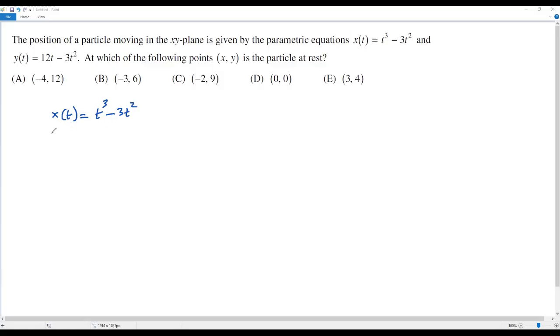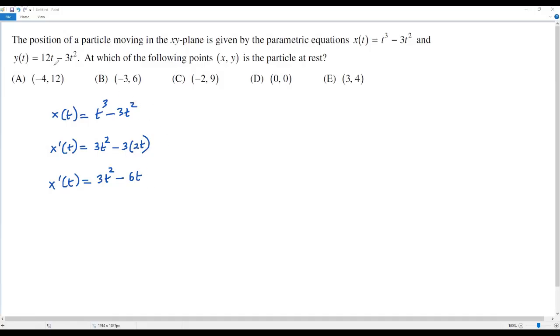Now to get the velocity, we have to find the derivative of this, that is x prime of t. When I find the derivative of t cubed with respect to t, I get 3t squared. Here 3 is a constant multiplied by the variable, so when I find the derivative, I keep the constant as it is. The derivative of t squared is 2t. Now let's simplify. Then we get x prime of t equals 3t squared minus 3 times 2t, which is 6t. Here I got the velocity in the direction of the x-axis.